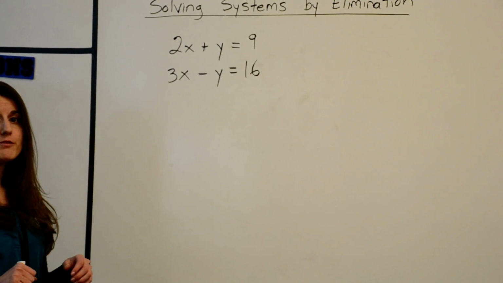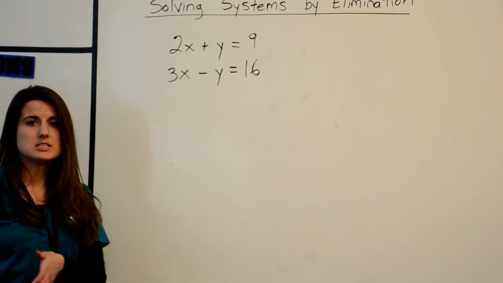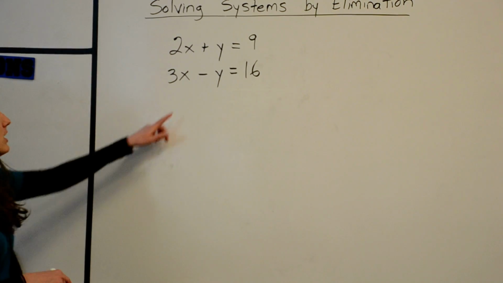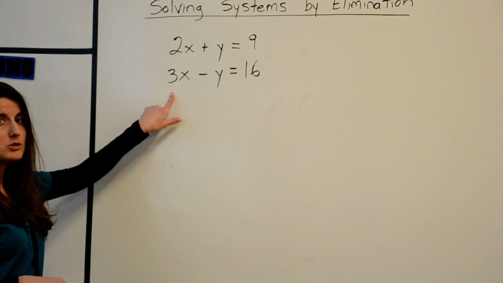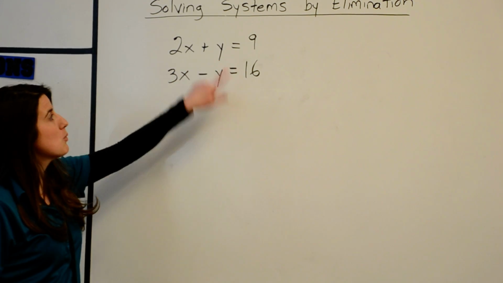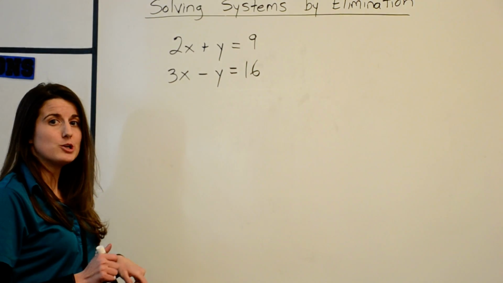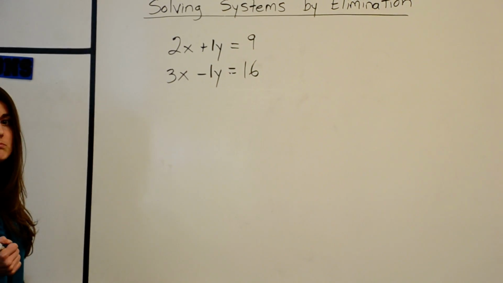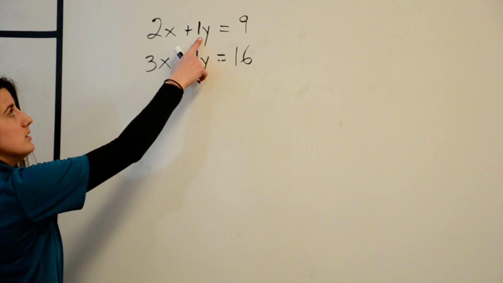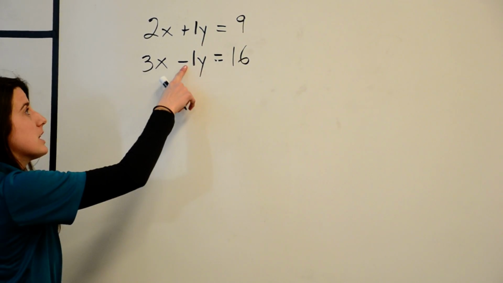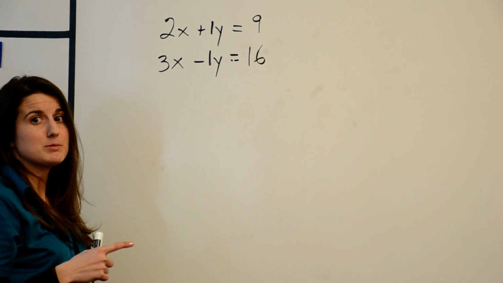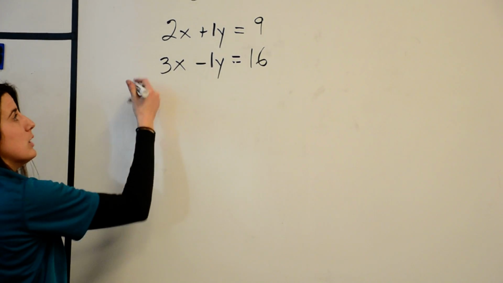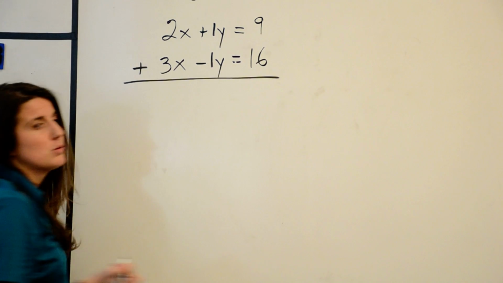So the first thing that you have to figure out is, do your x's or your y's have the same number with opposite signs? So your x's here, you have a 2 and a 3, so the numbers aren't the same. So then you look at your y's. There's no number in front of your y, so you know that you need to put 1s in front of both of those. And then you look, and the first one is positive and the second one's negative, so they both have opposite signs. Once you have the same number with opposite signs, now you can add the equations.